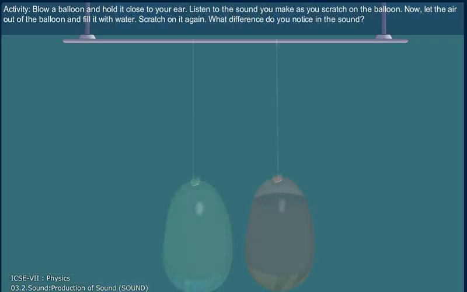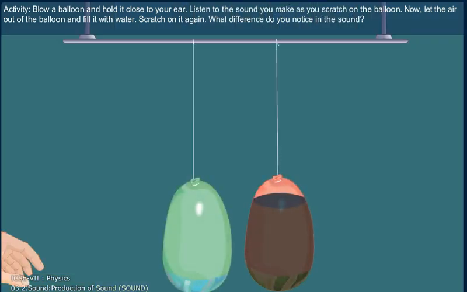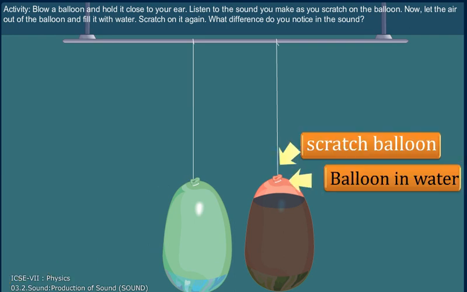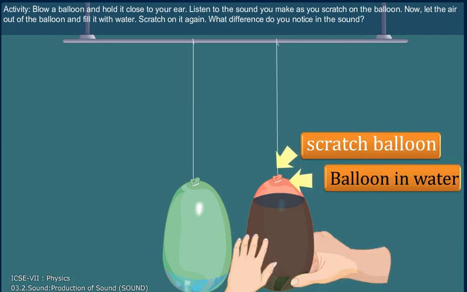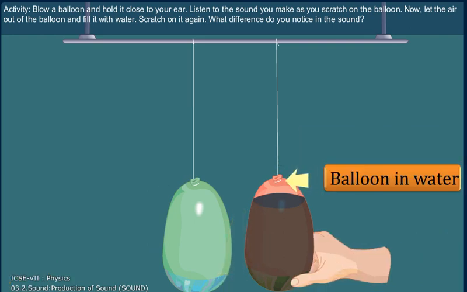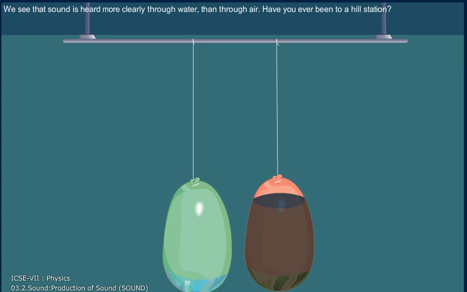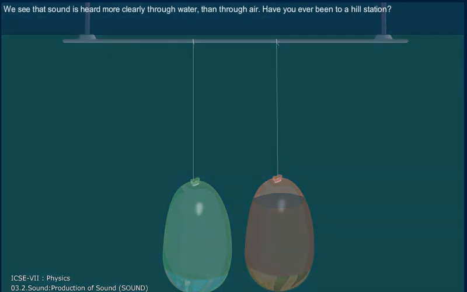Activity. Blow a balloon and hold it close to your ear. Listen to the sound you make as you scratch on the balloon. Now, let the air out of the balloon and fill it with water. Scratch on it again. What difference do you notice in the sound? We see that sound is heard more clearly through water than through air.